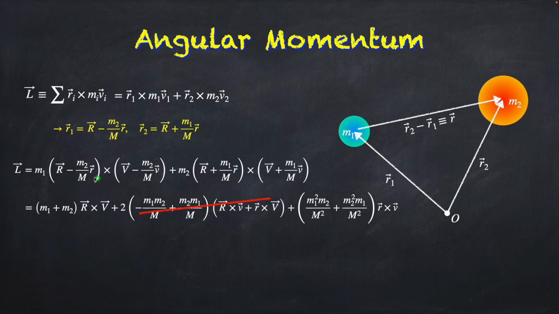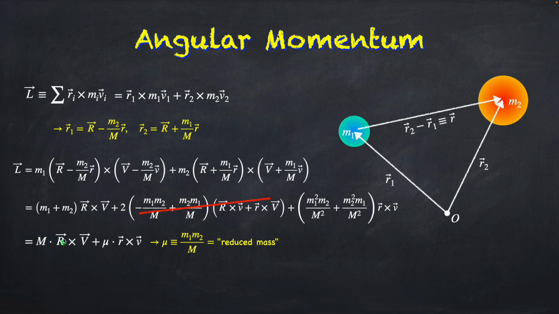And finally, we have the final terms, the little r cross little v terms. Well, M1 plus M2, that's just capital M. And the second term here simplifies to what's called the reduced mass, which is equal to M1 times M2 divided by the total mass. Okay, let's analyze this result a little bit.